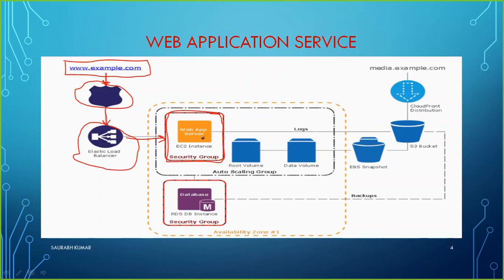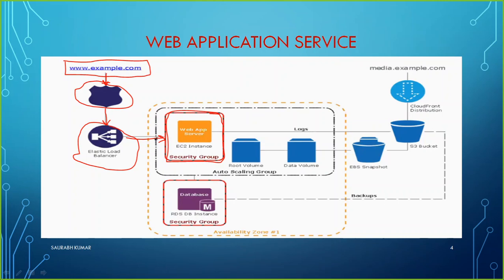If it is only a web server, nothing else. Generally, if it is a Windows machine, RDP will be enabled. If it is a Linux machine, SSH will be enabled. Plus, because it is running a web app, port number 80 must be allowed, and port number 443 must be allowed in the security group.